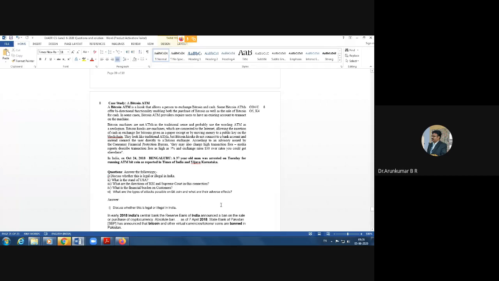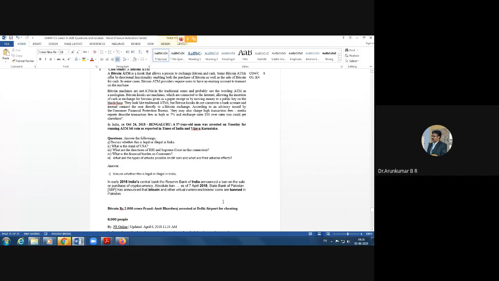One question: discuss whether it is legal or illegal in India. In early 2018, India's central bank, the Reserve Bank of India, announced a ban on the sale or purchase of cryptocurrency. Absolute ban as of 7th April 2018. The State Bank of Pakistan has announced that Bitcoin and other virtual currencies and tokens are banned in Pakistan also.